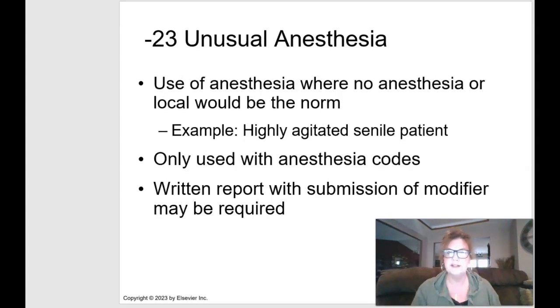23, unusual anesthesia. This is where no anesthesia or local would be the norm. Example, you have a highly agitated senile patient. This again is only used on anesthesia codes. They begin with 0. A written report with a submission of the modifier may again be required, as it was with the 22.